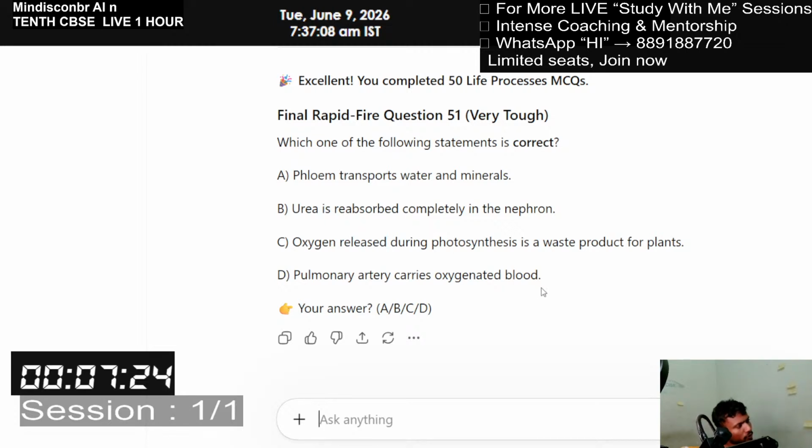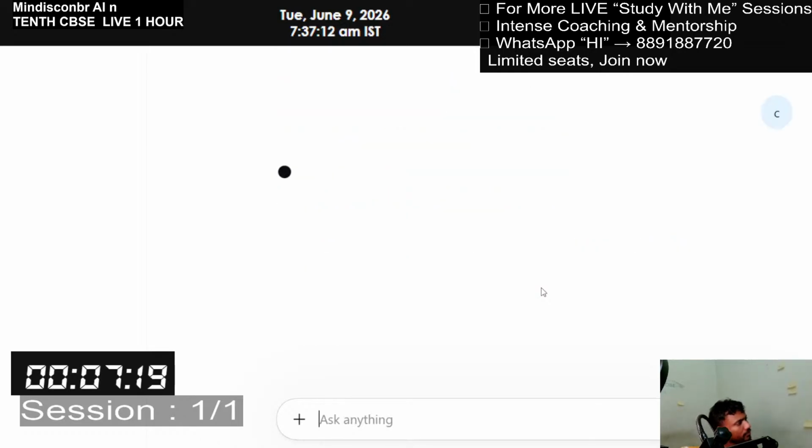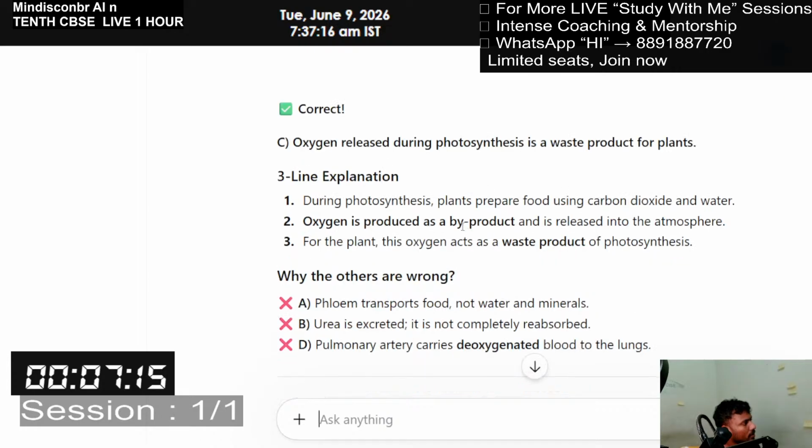Oxygen released during photosynthesis is a waste product for plants. Three-line explanation. During photosynthesis, plants prepare food using carbon dioxide and water. Oxygen is produced as a byproduct and is released into the atmosphere. For the plant, this oxygen acts as a waste product of photosynthesis.